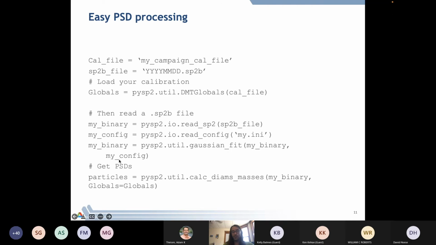And these raw particle statistics are then converted into diameters and masses that are more easily interpretable by those looking at black carbon data, with the calc_diams_masses function to get your particle size distributions.